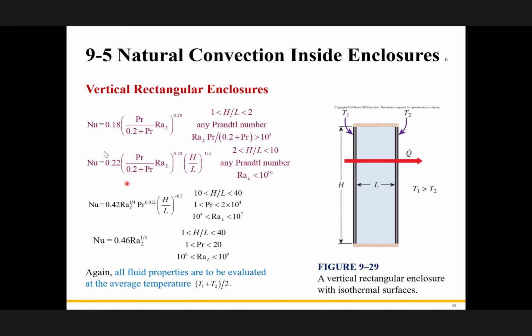You have some other options. You have this option and this option, but this option is for Prandtl 1 to 2. Okay, this is the same here. There is a restriction in this range. Here you have no restriction. Here you have a restriction between 1 and 20. Therefore, make sure that it is not less than 1; we cannot apply this correlation.